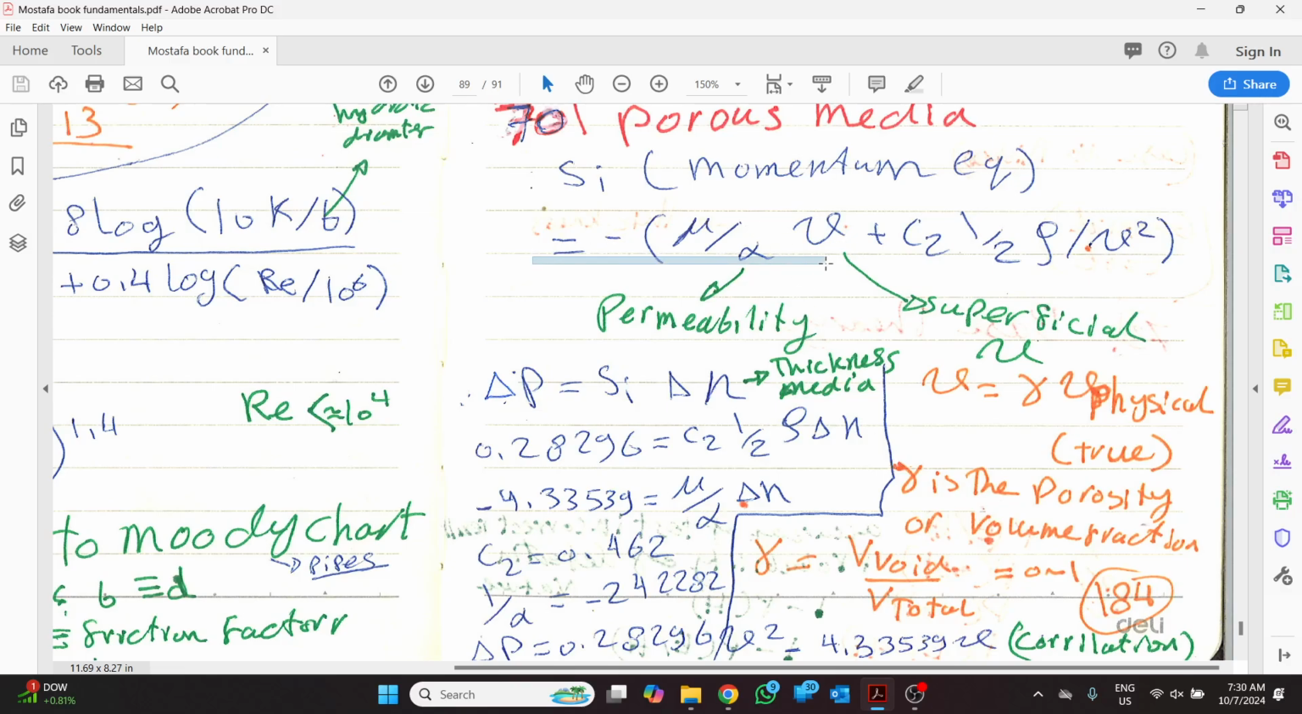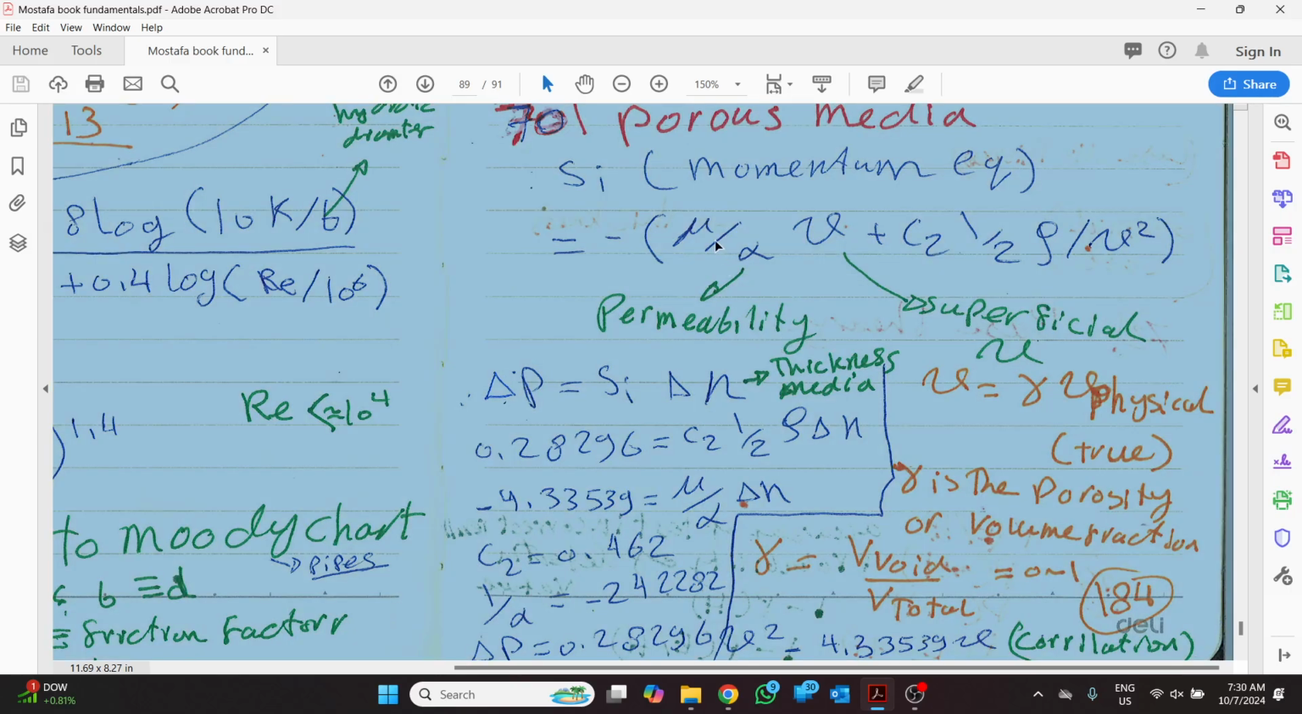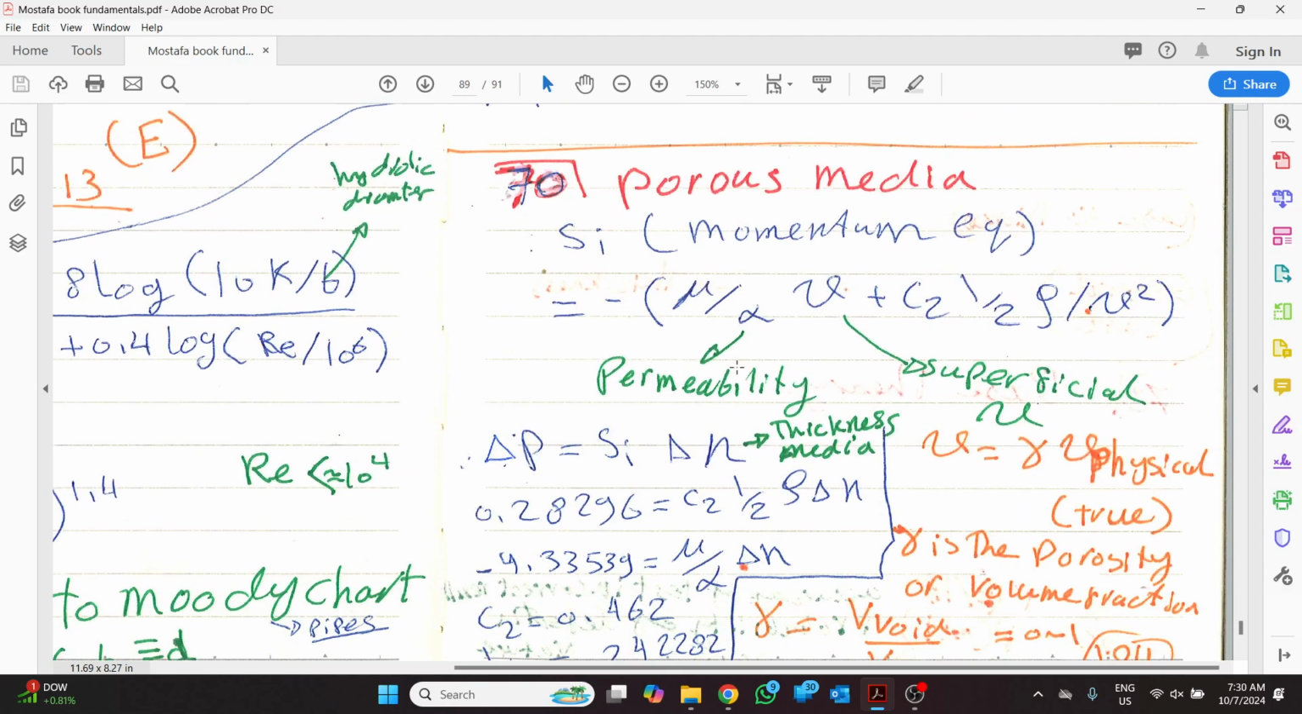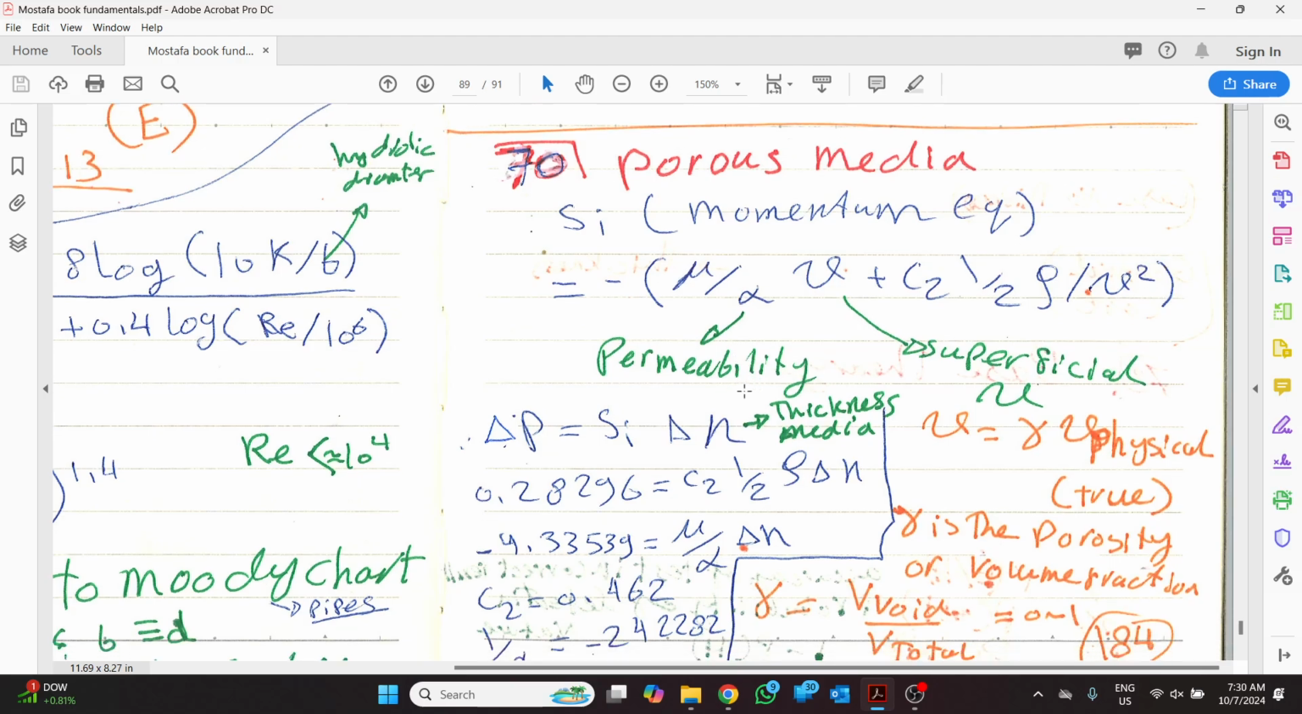Porous material: say you have a fabric and you need to see what flow goes out through the fabric. You cannot simulate the fabric itself, but there is a correlation and a method to simulate it accurately. First, we need to understand the momentum equation for it: mu, the viscosity, over the permeability, multiplied by the superficial velocity, plus C2 times 1/2 rho V, also with the superficial velocity.